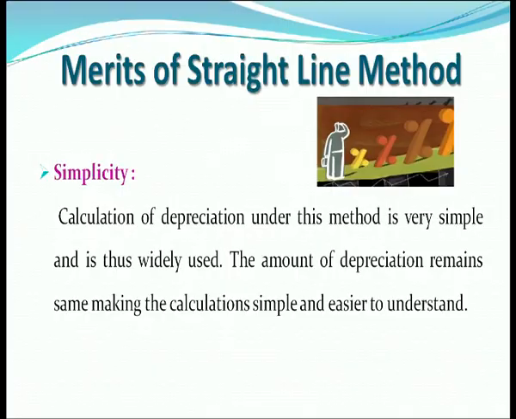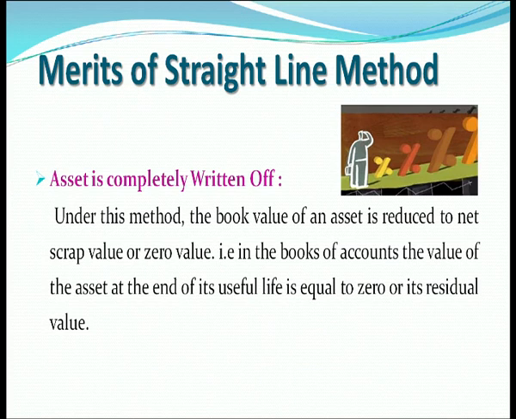Now, what are the advantages or merits of using this straight line method of charging depreciation? The first merit is that it is a simple method. The calculation of depreciation under this method is very simple, you are not using much calculation, and since the amount of depreciation remains the same, it remains constant, it is easier to calculate and it is also easier to understand. The second merit associated with this method is that the asset is completely written off. That is, the book value of the asset is reduced to either its scrap value or 0 at the end of its useful life.